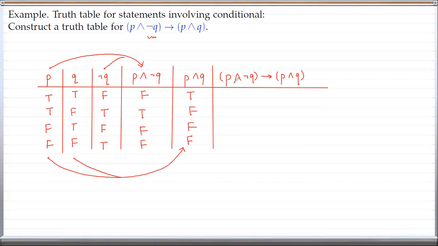So we have P and not Q, which is this column over here, implies this column, P and Q. So we have false implies true. This is true by default since the hypothesis part is false. True implies false would be false because a true statement cannot imply a false statement. False implies false is true by default, and false implies false is again true by default. So these are the truth values for this given conditional statement.